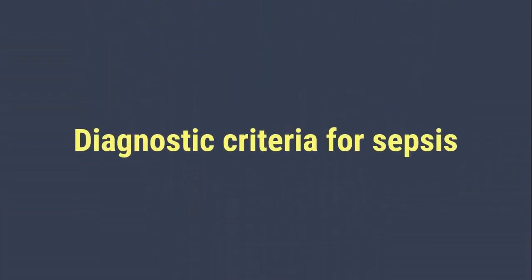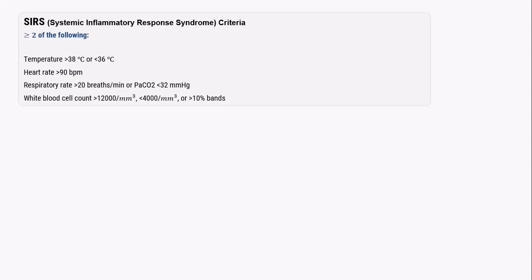Let's talk about how we diagnose sepsis. Traditionally, the SIRS criteria have been used, which look at signs of systemic inflammation such as abnormal temperature, heart rate, respiratory rate, or white blood cell count.